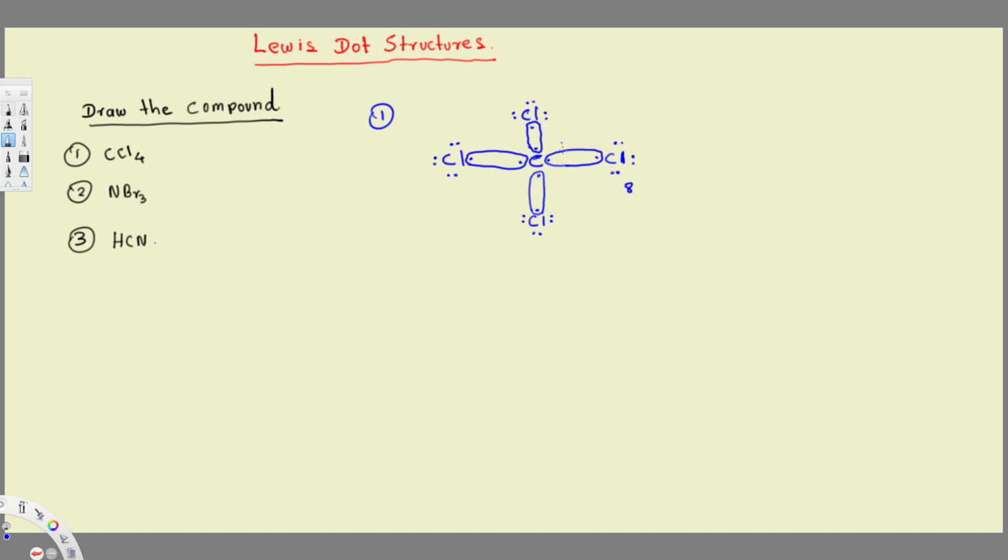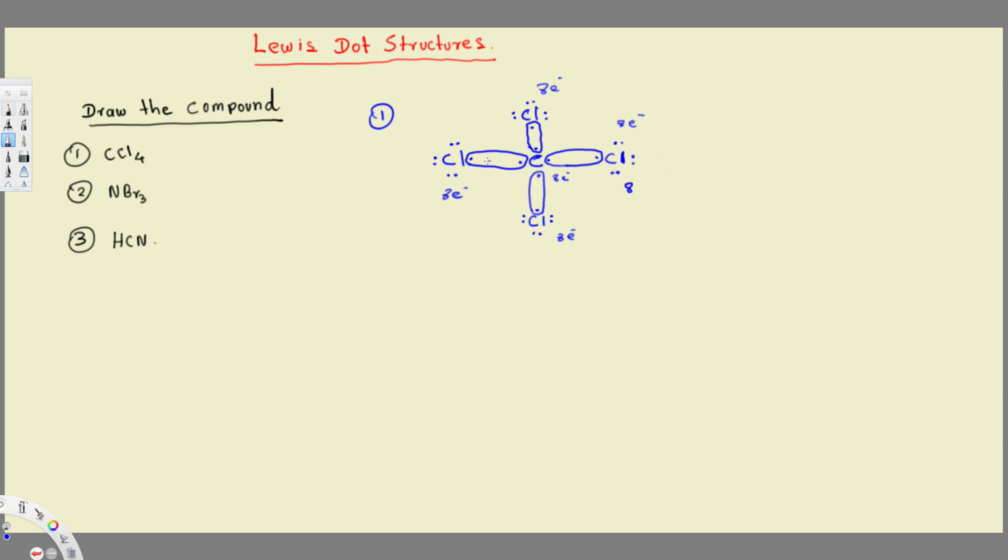Now everything has 8 electrons. If you count the electrons, this is 2, 4, 6, 8. So this one has 8 electrons, this one has 8 electrons, and this one also has 8 electrons. So this is in perfect, stable octet form. Now we can draw the Lewis structure.